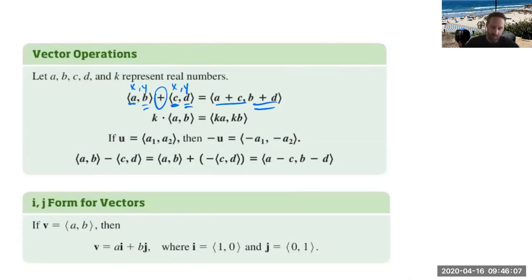Okay. Also, if we multiplied some constant times a vector, then we basically just do what we normally would have done if that was a set of parentheses here. We distribute to each of the x and the y values, or what we're calling a and b.